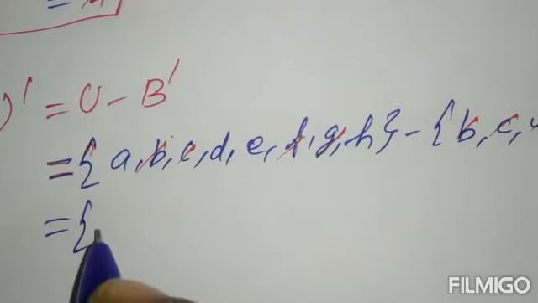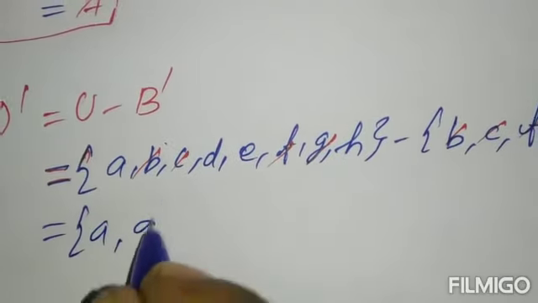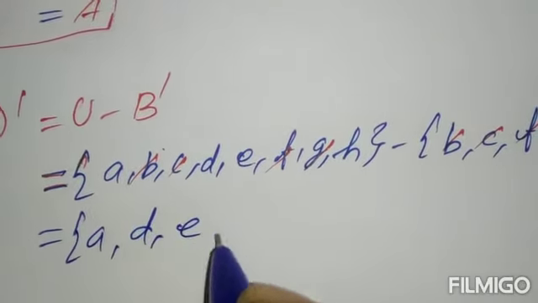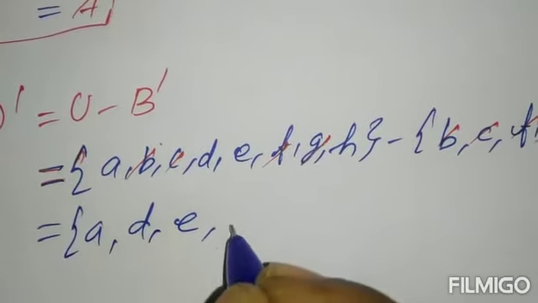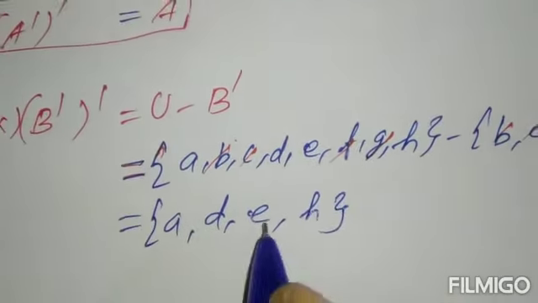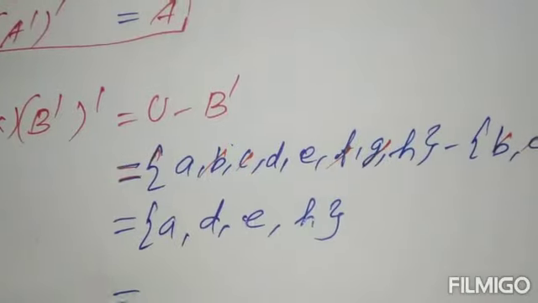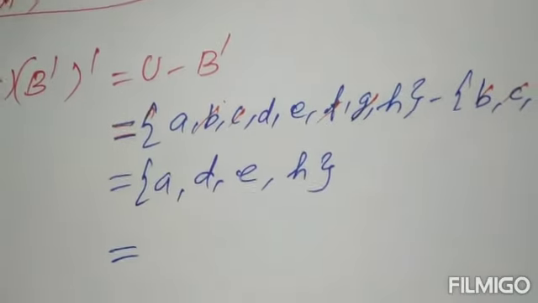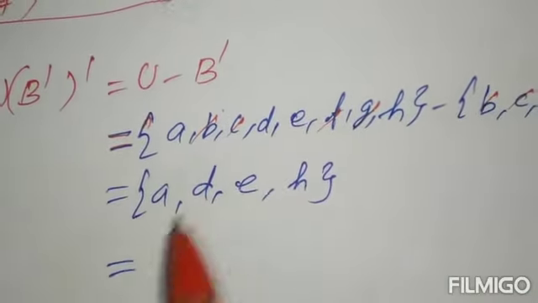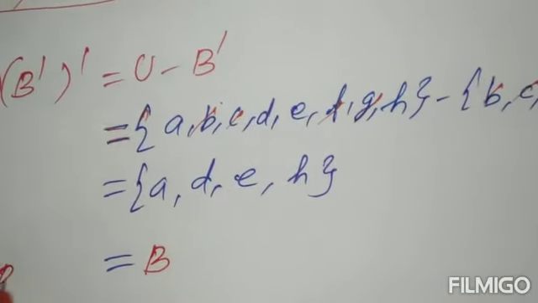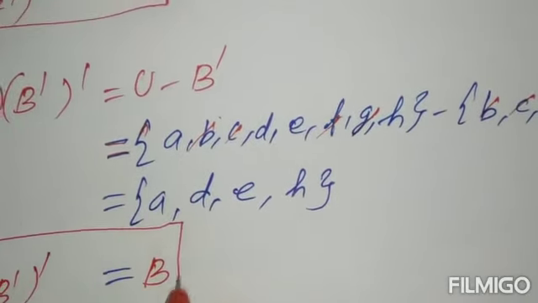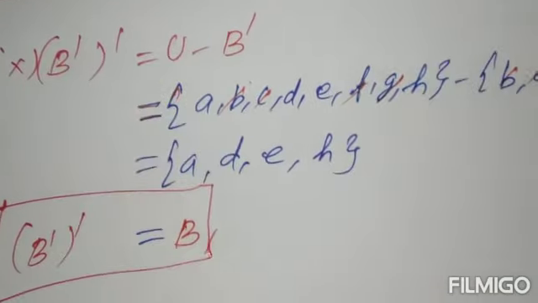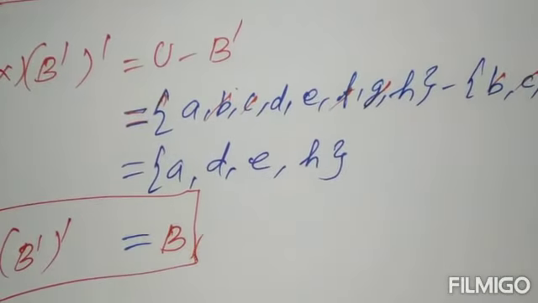So we can write now A, D, E, H. These are the elements of B complement the whole complement. We already know in the question that it is nothing but B. So B complement the whole complement is equal to B. Okay, thank you students.